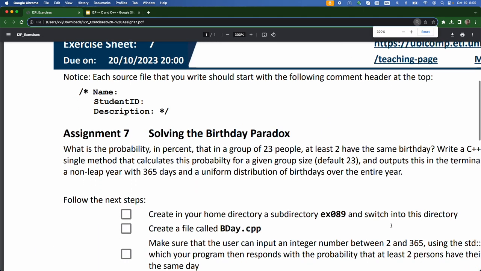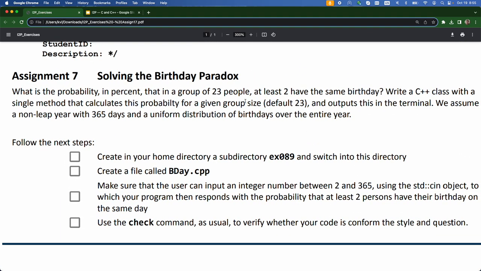An important thing when you get your exercises is to not only look at the assignment itself, but also make sure that you create these step-by-step things and look at the exact thing that you'll have to do. Because we have a system in place that will afterwards check whether you solved your assignment correctly or not, you'll usually have to start with creating a directory by yourself. In this case, it's the directory 089. And in that directory, you have to create a particular file. In this case, it's bday, where the A and the Y are small, .cpp. And this needs to then solve our birthday paradox problem.